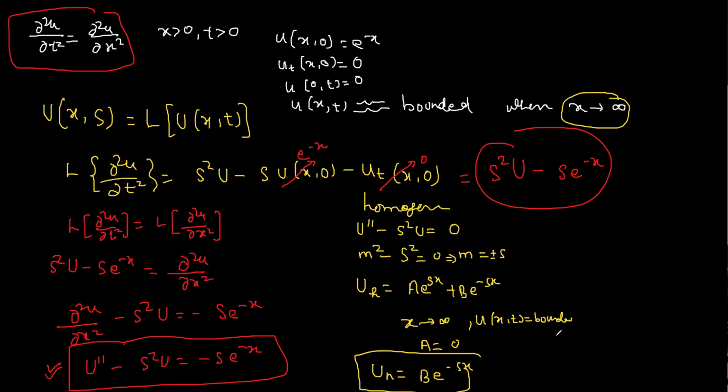Now we will find the particular equation. What is the particular equation? The right hand side is exponential, right? When you differentiate this two times, okay, put here.